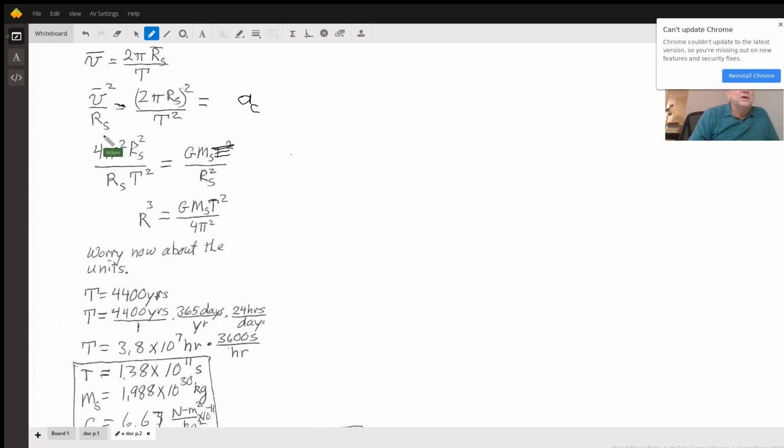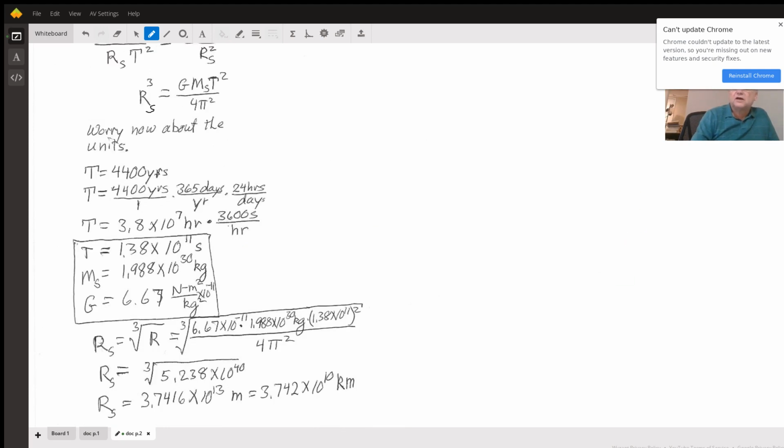Substituting in for v squared over rs, we end up with this expression here, and rearranging some of the radius terms will simplify to rs cubed is equal to G Ms times the period squared over 4 pi squared. We'll do the math.